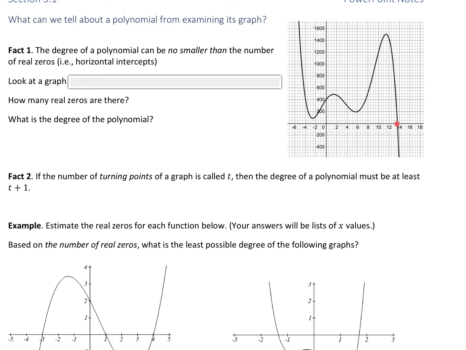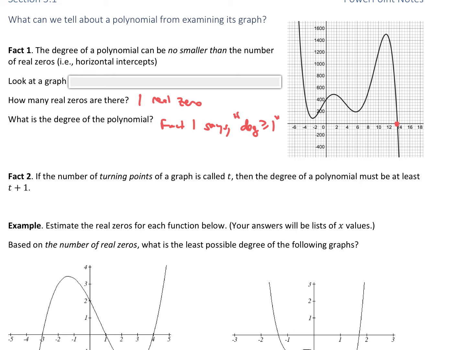So the theory just says that the degree has to be at least as big as the number of real zeros. So all we can conclude from this graph is that the degree is at least 1. So there's one real zero, and the degree of the polynomial, the fact 1 tells us that the degree is at least 1. But that is sort of a dumb statement. The degree 1 would be a straight line. It definitely has to be bigger than that. But it is true that the degree is at least 1. So it's not that fact 1's ever wrong, it's just that it's not saying very much in this case.